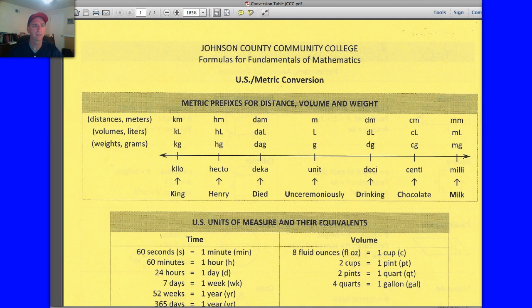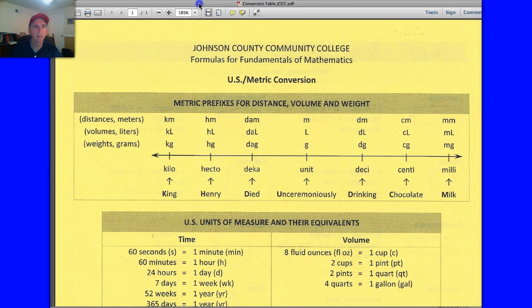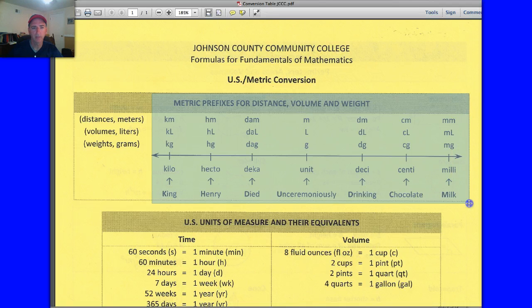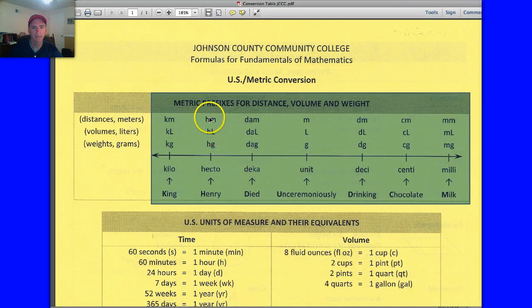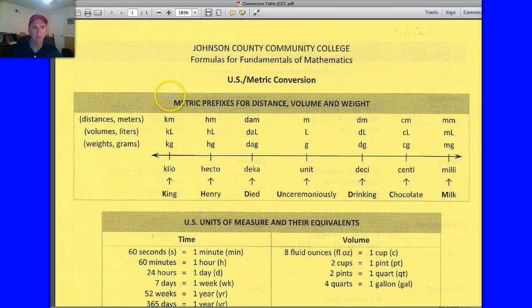Now, if you would take a look at the conversion table that you have in front of you, and let me move this over just a little bit for you. This is where the metric information is, this area of your paper right there. Metric prefixes for distance, volume, and height. And the beautiful thing about that is that the same thing is used for whatever type of measure you're doing, whether it be a distance measure, or volume, or height.